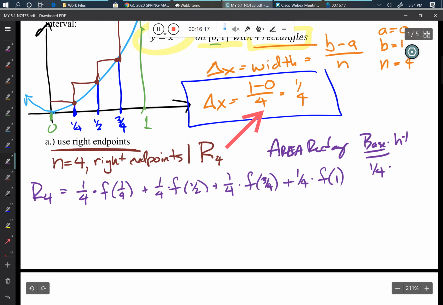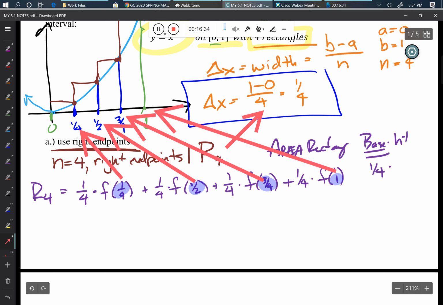Well, so where did I get these from again? Okay. Well, the problem told me to use the right endpoints, and the right endpoint of each of those intervals are right there on that number line. 1/4, 1/2, 3/4, 1. Okay. Now evaluate. Now, you know me, lazy. Do you see how there's a common 1/4 in all 4 terms? I am going to factor that out.